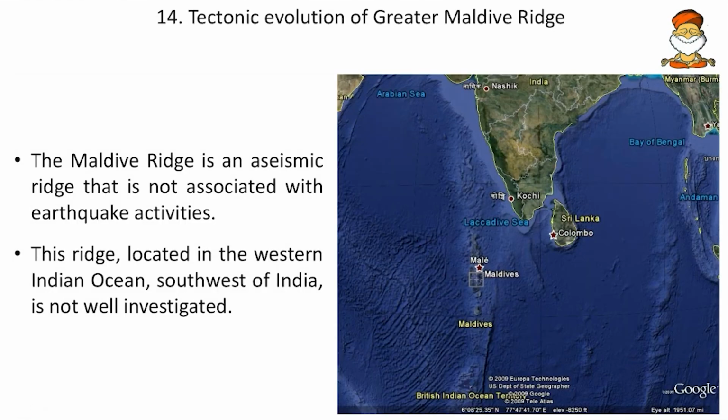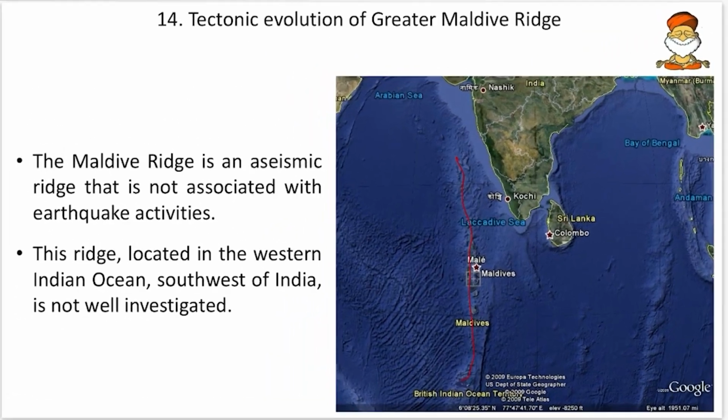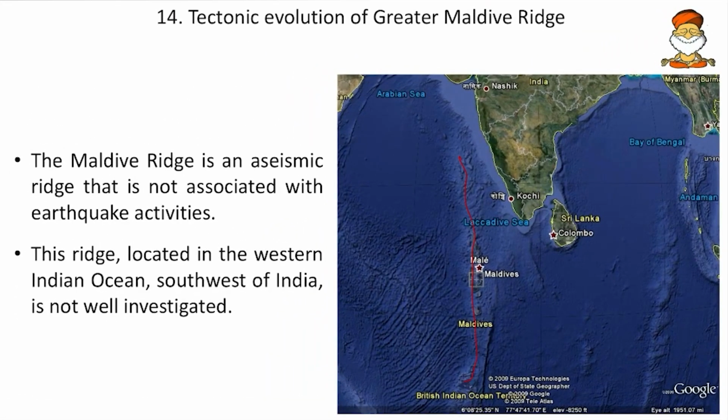Then come to the next, the tectonic evolution of the Greater Maldive Ridge. So here we have the Maldivian Ridge, and scientists say that this ridge is not formed due to any seismic activity. The folding and faulting have not happened in this region. Then how has this ridge been formed? The Maldivian Ridge is an aseismic ridge that is not associated with earthquake activities.